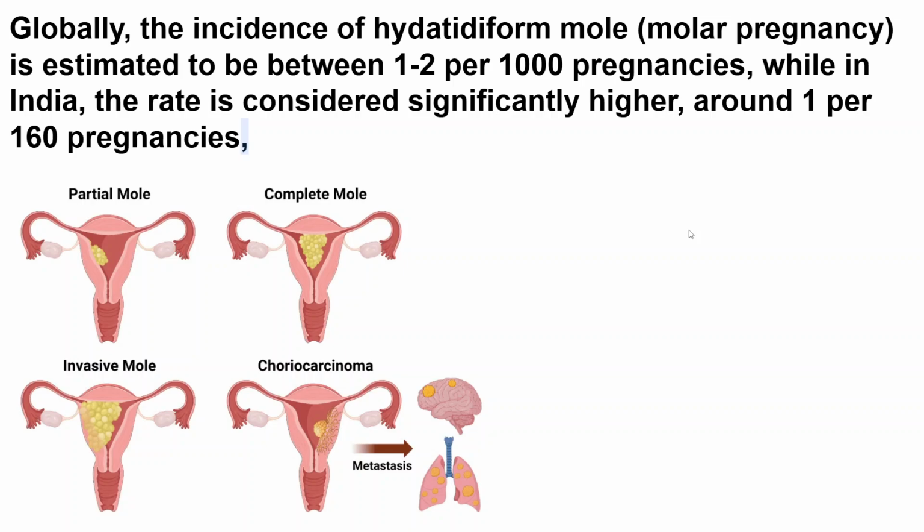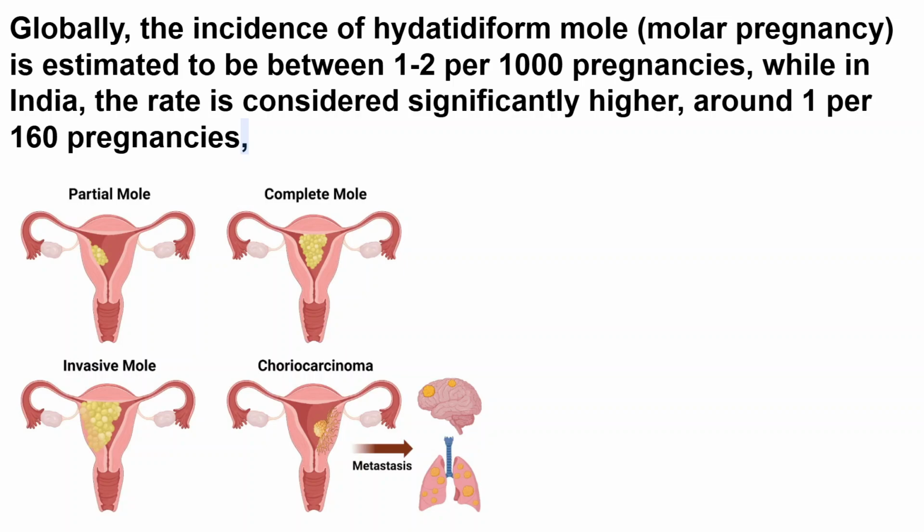Incidence of hydatidiform mole is estimated to be between 1 to 2 per 1000 pregnancies, whereas in India the rate is considered significantly higher, around 1 in 160 pregnancies. Now, the reason why it's more common in India compared to elsewhere is not known. The real reasons are not known, but we have the statistics, and the number is increasing every year. If you see the incidence, the number is increasing.